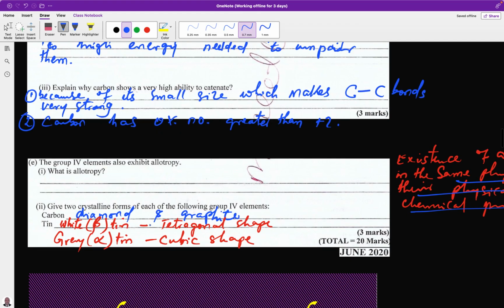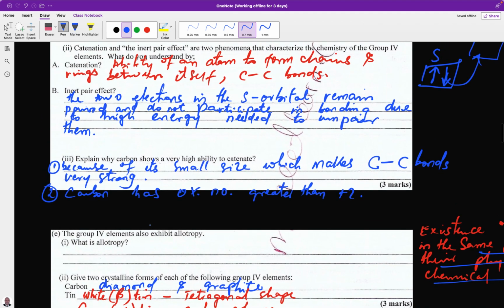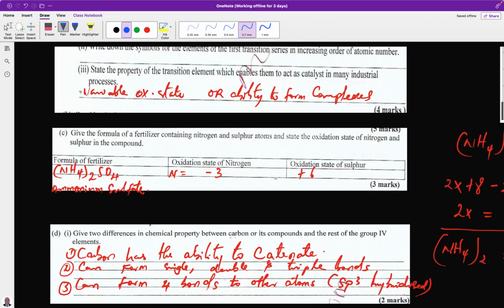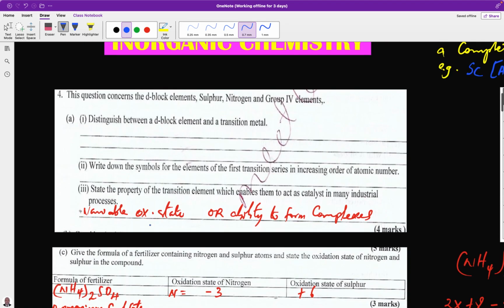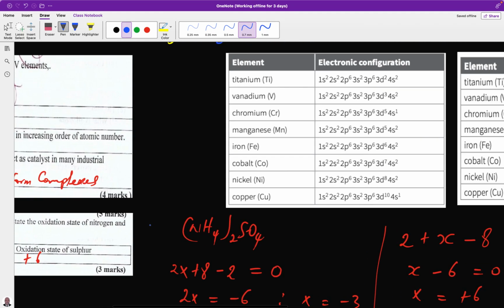This was June 2020, paper 2. A recap. They said distinguish between d block elements and a transition metal. I gave an example to you.